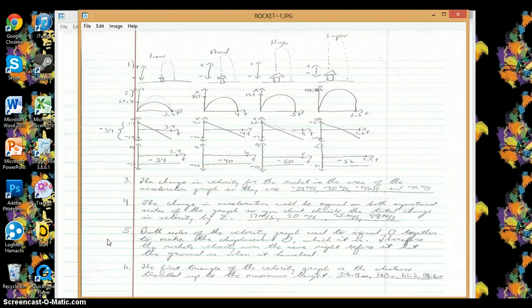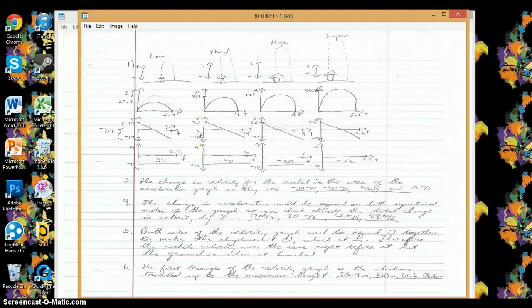Number 5. The speed of the rocket right before it hits the ground is the same as when it's launched, because they have constant acceleration. If you split the acceleration graph in half, it'll be the same as when you cut the velocity graph in half right at the point where it's 0 meters per second. The length on each side of the velocity graph is the same. So the speed right before it lands is just the negative version of when it started.